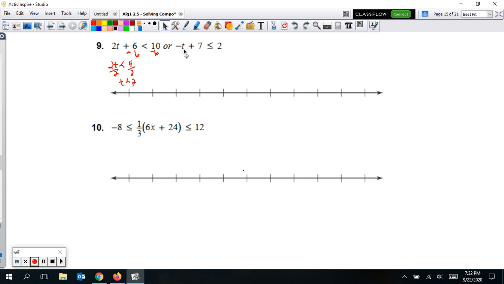Now on this one here, we're going to do the same thing. We're going to get this negative t by itself by undoing this plus 7. So you're going to subtract 7 from both sides, and as we do that, the 7's cancel out.